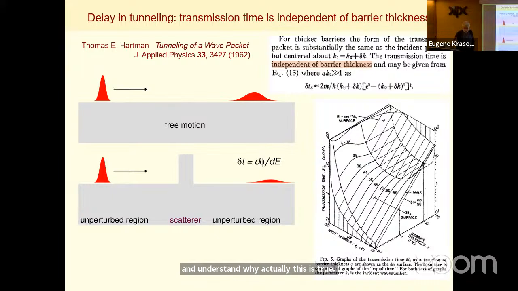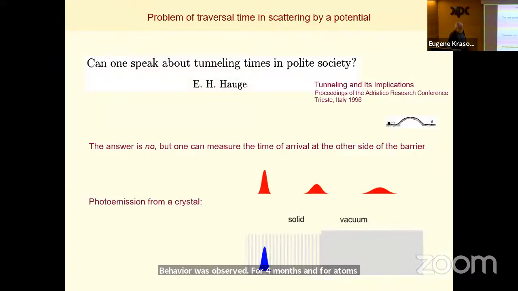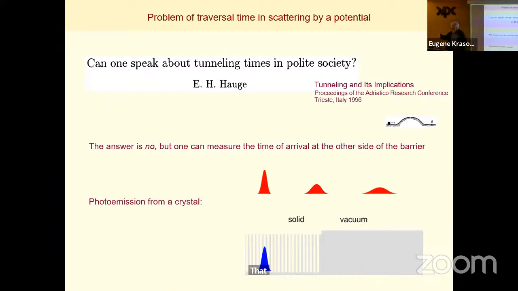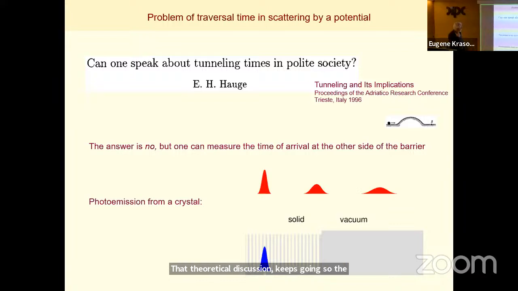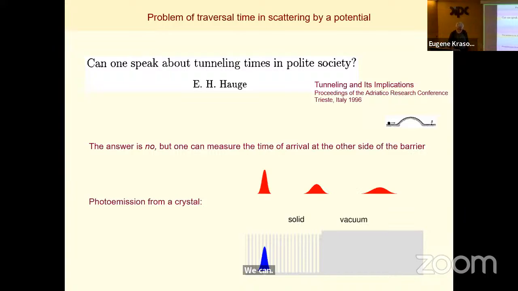And the experimentalists immediately found such examples and claimed several times that superluminal behavior was observed for photons and for atoms, etc. The theoretical discussion keeps going, so the papers keep being published. But I think in 1996 the situation was already summarized by Professor Haag, who in his brief review, "Can one speak about tunneling times in a polite society?", answered this question: no, one cannot. But still, we can measure the temporal characteristics of scattering, and it gives some information to us.